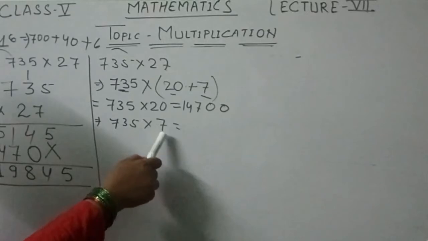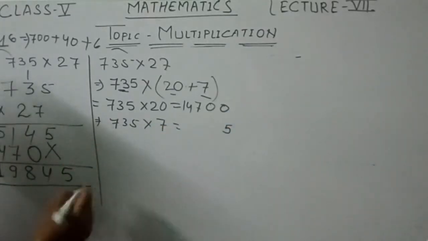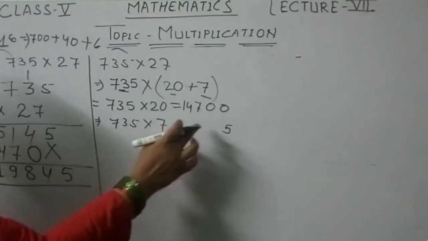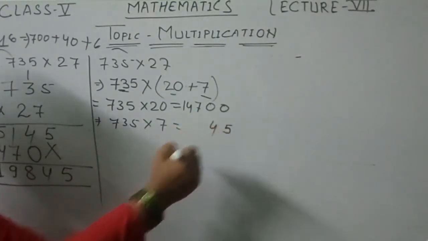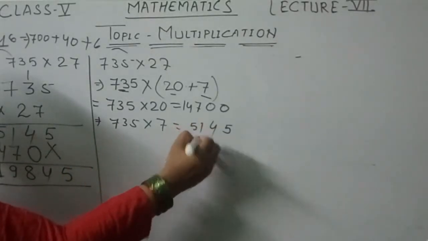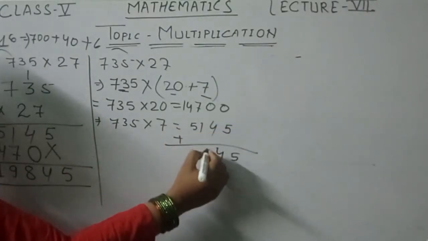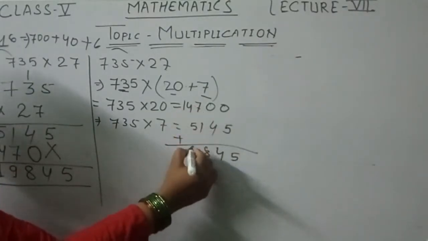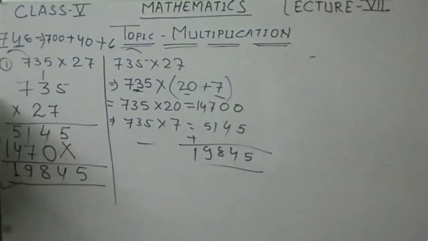7 5s are 35. What is carry here? 3. 7 3s are 21 plus 3, that is 24, 4. Carry is 2. 7 7s are 49 and 51. Add the numbers together. 5, 4, 8, and this one will be the 9 and this one will be the 1. Both the numbers are the same. These are the ways to multiply the number.